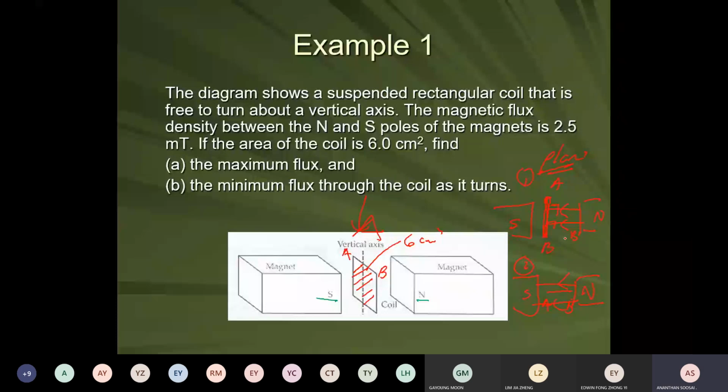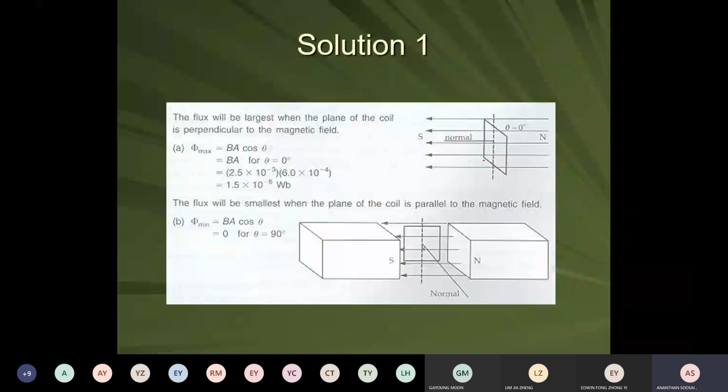Minimum flux happens when it turns what angle? After what angle does the flux become zero? 90 degrees. Very good. So how much is the flux? When the surface is normal to B, theta is zero, so maximum flux is BA cos theta with theta zero. You get 1.5 times 10 to the power negative 6 Weber. After it turns 90 degrees, the flux becomes zero.